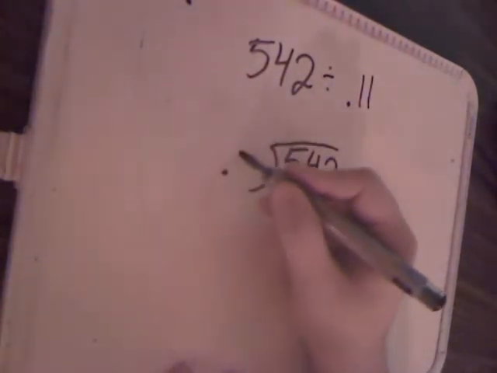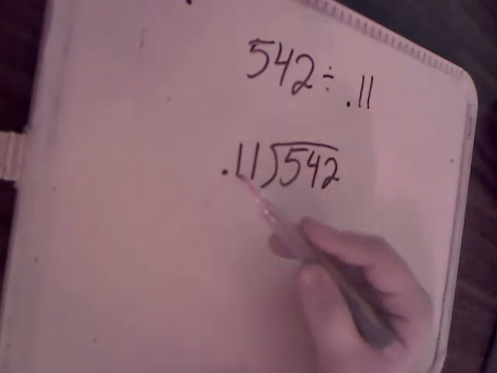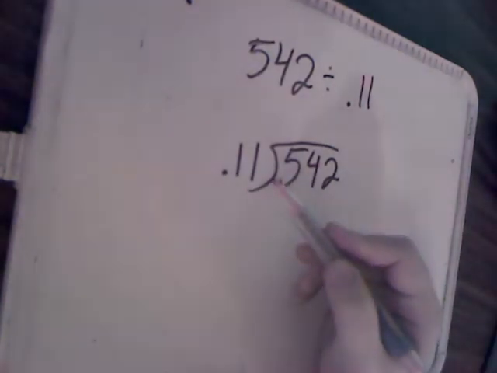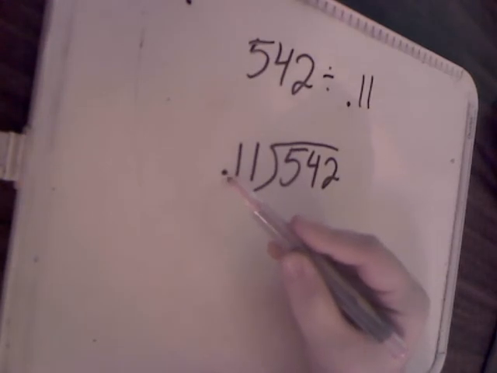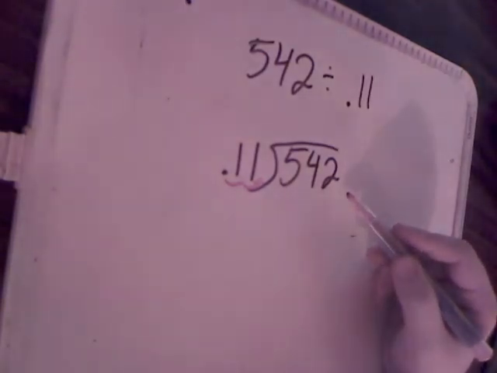Let's take a look at one more. We'll try to keep it a little bit more straight on the board this time. If we have 542 divided by 0.11, we're going to set up the problem again. 542 goes on the inside. 0.11 goes on the outside. First thing we have to do is take care of this decimal point. So, to get this decimal point all the way over next to the division sign, we have to move it twice. 1, 2. So we also have to move this decimal point twice.